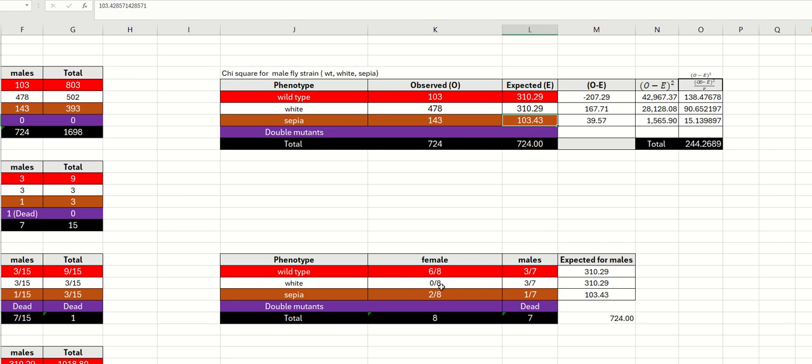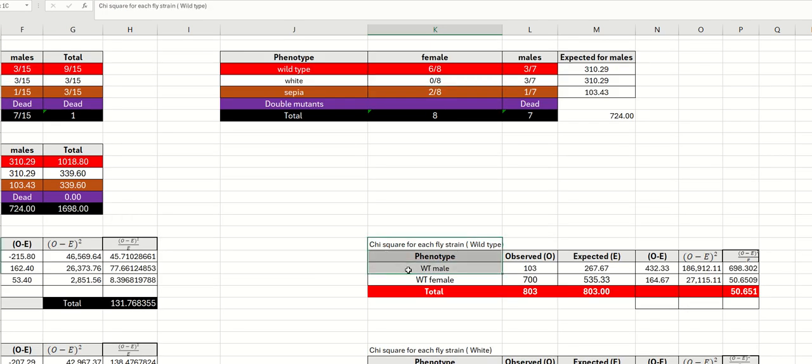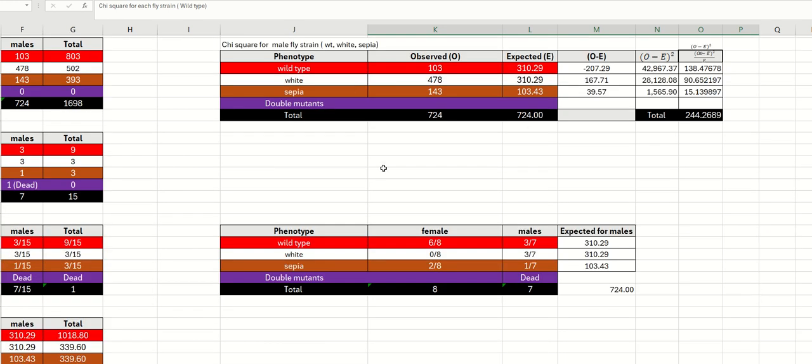With females, it will be something very similar. Just be careful with the zeros. The zeros are going to create a problem in the chi-square, and I will show you in a second. So this is how you calculate it by the different sex. You can do something similar if you want to calculate it by strain.